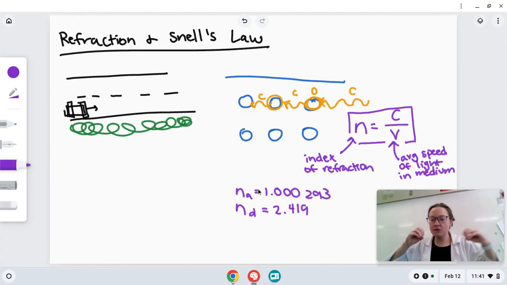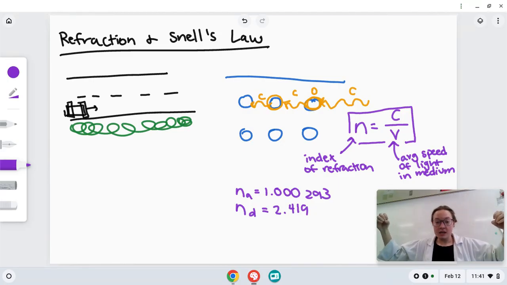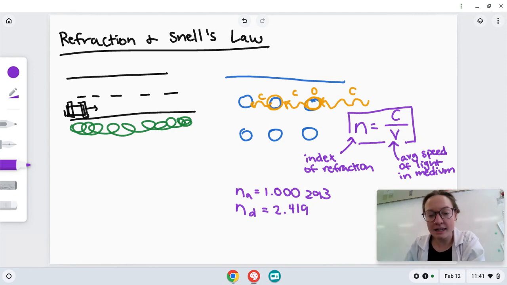In air, as you know, the molecules are very far spread out. So to go from one atom to another atom, it has a lot of space where it travels at c before it interacts with the next molecule. And so this should make some sense to you about why we have a lower index of refraction in air than we do in diamond.